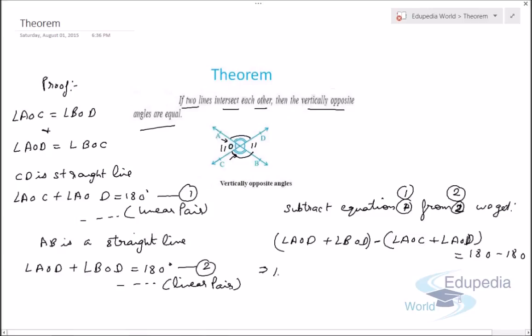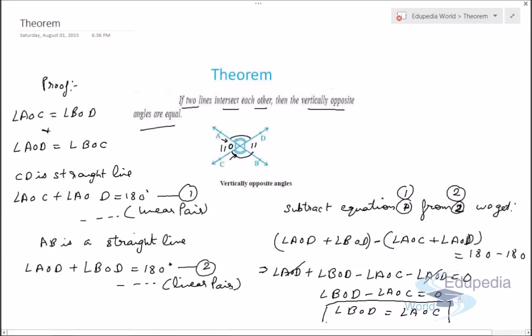So what we'll get is angle AOD plus angle BOD minus angle AOC minus angle AOD equals 0. So this and this will cancel. So what we get is angle BOD minus angle AOC equals 0. So angle BOD equals angle AOC. So we have proved one pair of opposite angles are equal. Similarly we can prove that angle AOD equals angle BOC. So this is how we can prove the theorem.